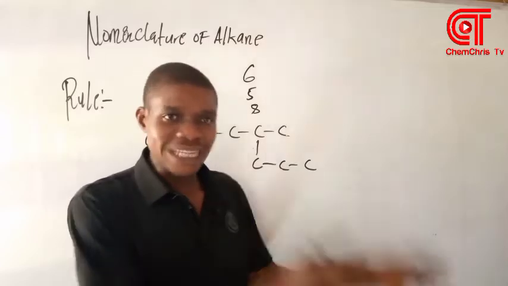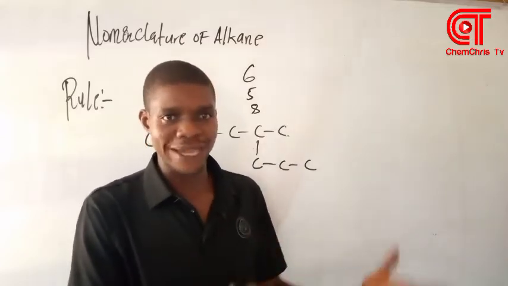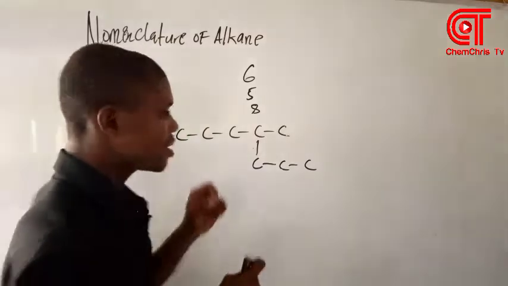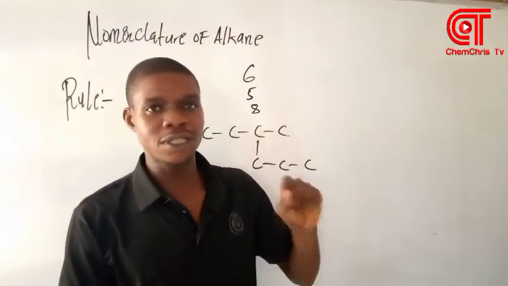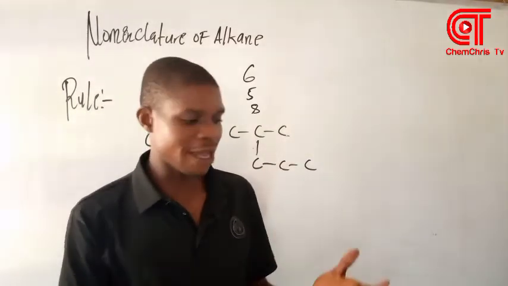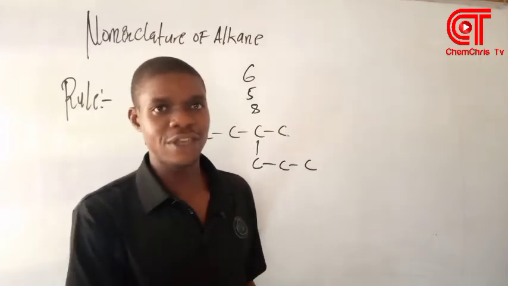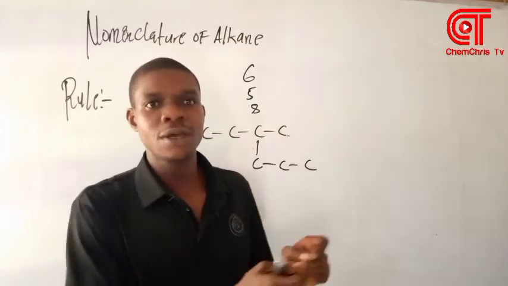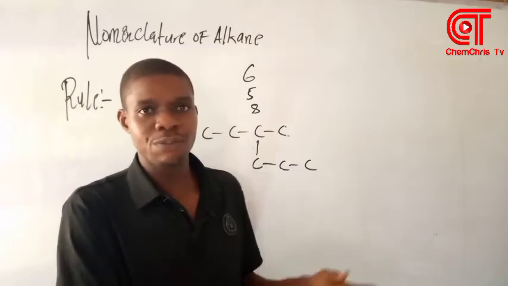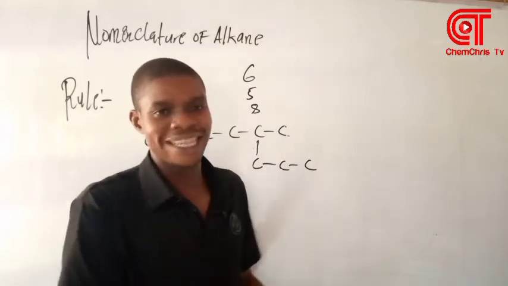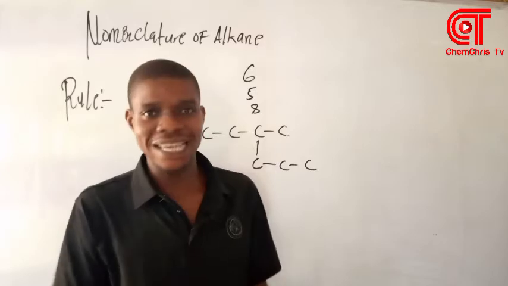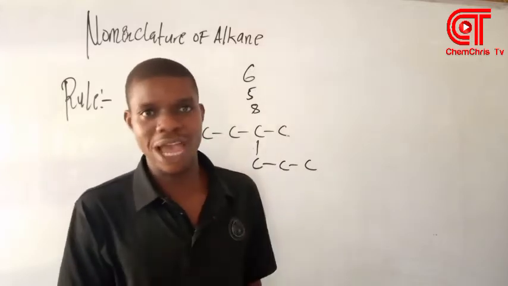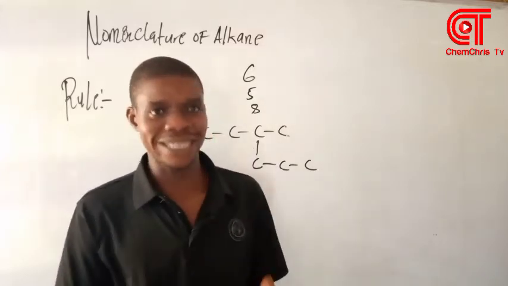Now, you take the longest continuous carbon chain and name it as the parent chain. The number of carbon atoms indicates the name. Remember, if it's 1, we have methane. If it's 2, we have ethane. If it's 3, we have propane. If it's 4, you have butane. If it's 6, you have hexane. If it's 7, we have heptane. If it's 8, you have octane. If it's 9, we have nonane. If it's 10, we have decane.